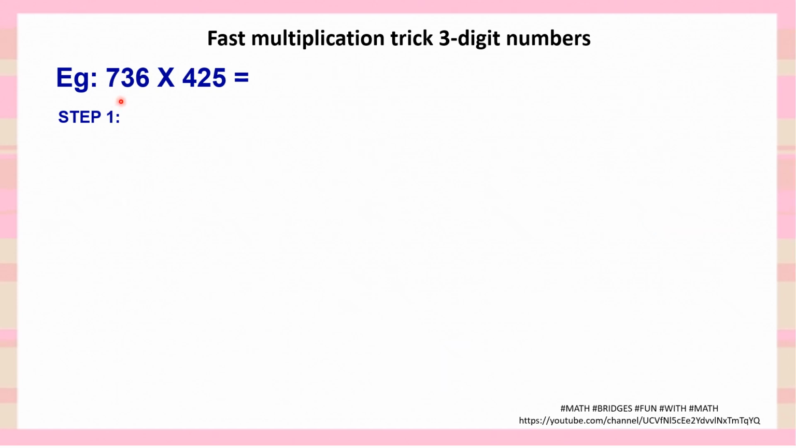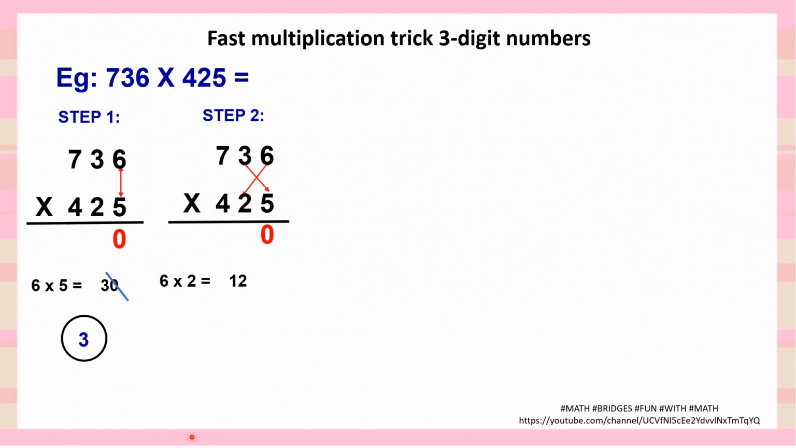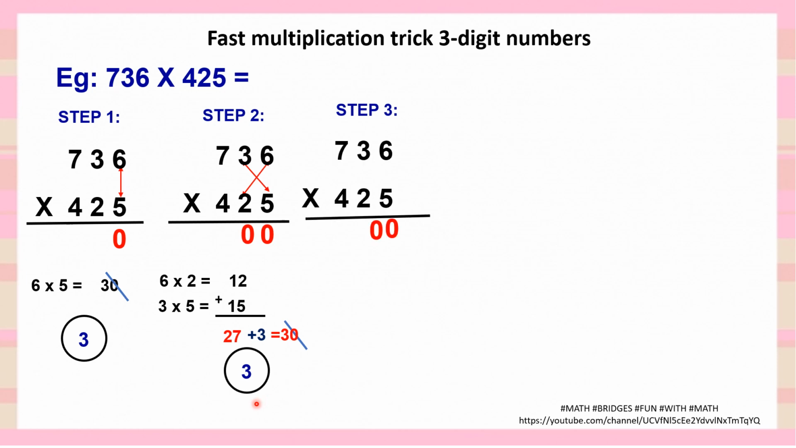Now let's multiply 736 into 425. We'll write it vertically. First step, 6 5s are 30. Here we consider only the ones place digit. 0 we will write it here and cross out, and this 3 we will take it as a carry forward to the next step. Step 2. Now we'll multiply vertically here, crisscross. 6 into 2 12 and 3 into 5 15. So 12 plus 15 it is 27. To this 27 add this 3. So it is 30. We write only 0 here and cross out 0 here. And 3 we will take it as a carry forward to the next step.